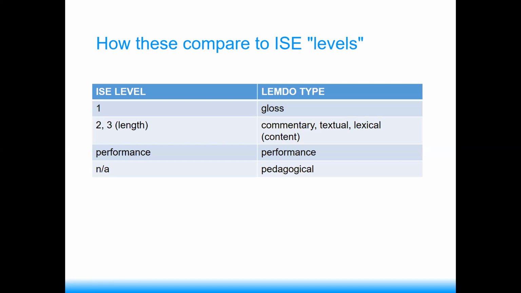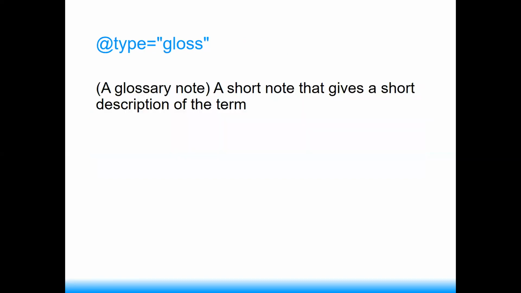So our distinctions are content-based rather than length-based. We have note type equals commentary, note type equals textual, and note type equals lexical, all of which might have been level 2 or level 3 in the ISE texts. We still have performance notes, but we've added a new type for pedagogical notes, which are not required, but are simply available. So let me run through these.